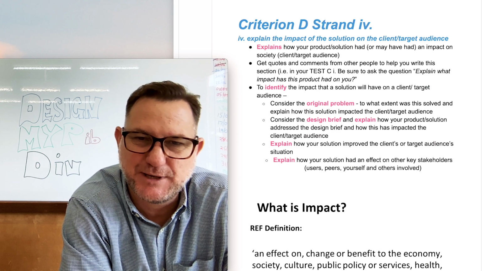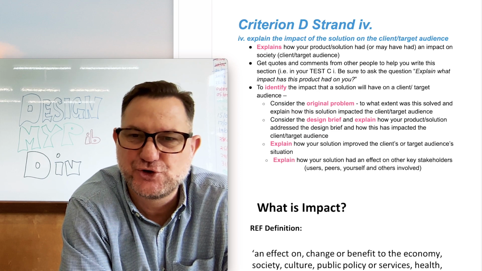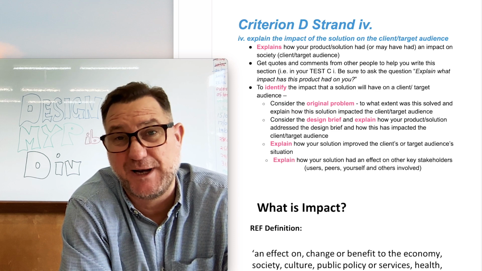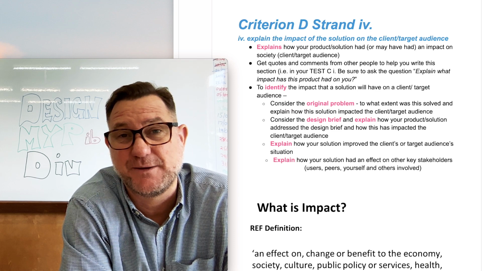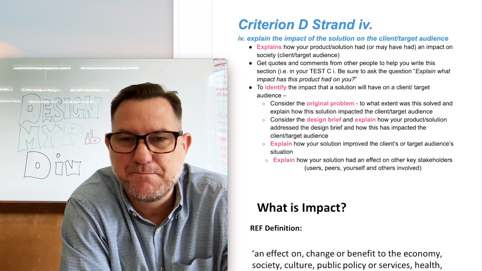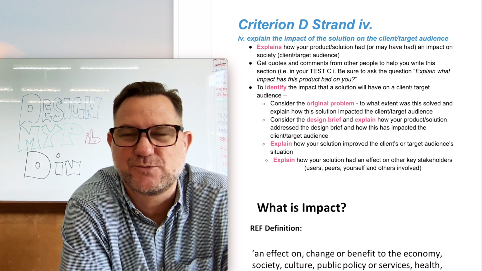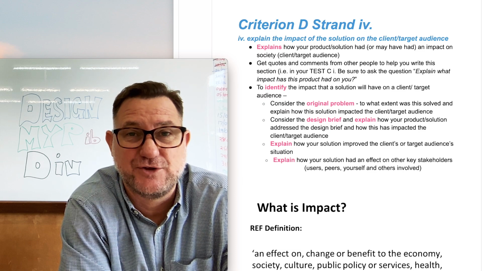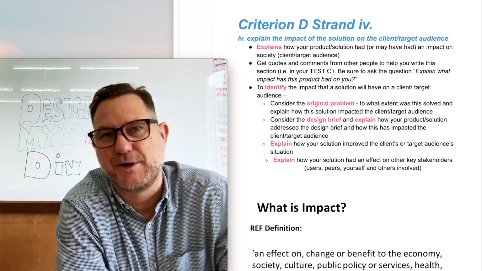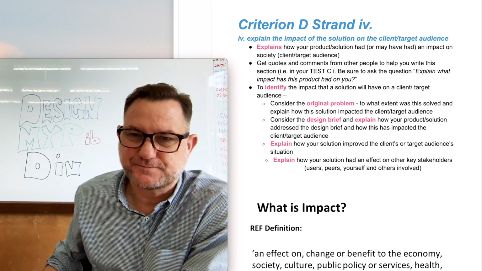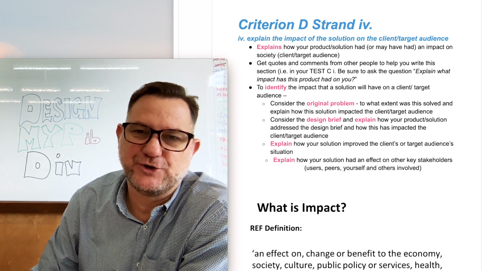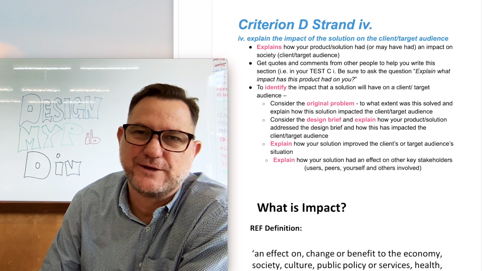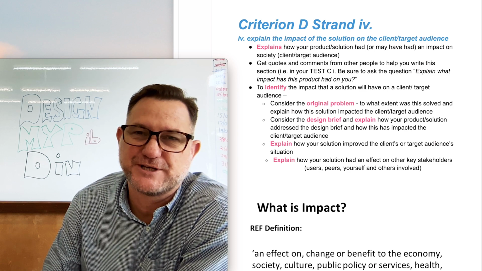It says here, explain the impact of the solution on the client/target audience. So the key words here are explain, that's one of the IB command terms, and impact. So we're going to define that word impact of the solution or the product that you've made on somebody else. So first of all, if you're clever, you've actually made something and you've presented it to a client or a target audience.